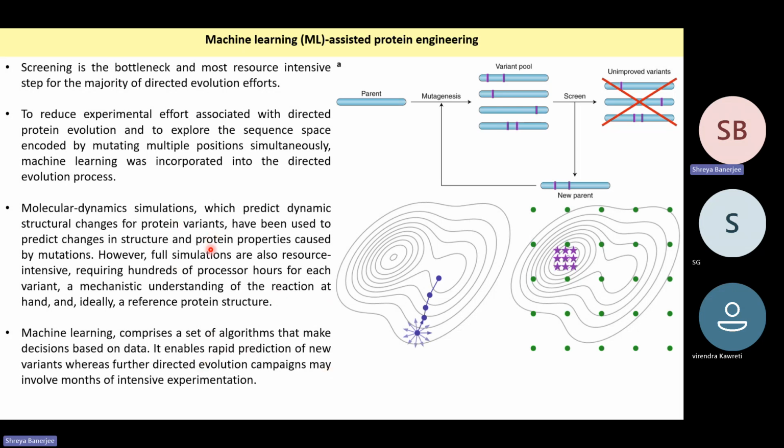Similarly, if we use only theory, it would take too long. That is what they are saying, that only simulation is also too long and will take too many processor hours. So a kind of simulation combined with experiment is done to optimize the time required for this directed evolution process.